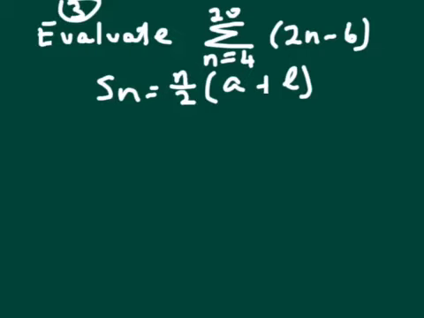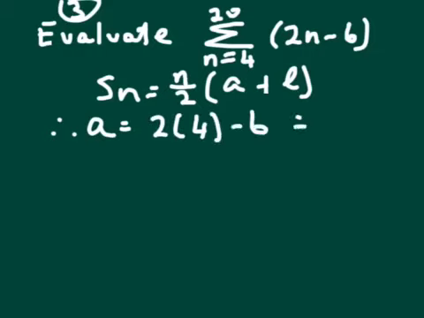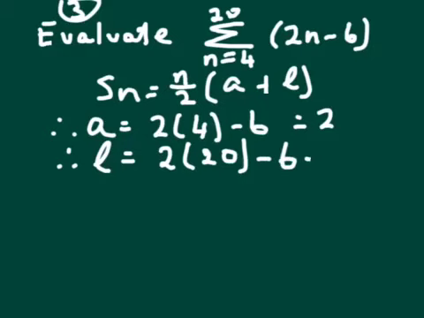Okay, so our value for A in this case is going to be found by substituting 4 into there, and we're going to treat it as the first term of some different series. So here we go. A is equal to, substituting 4 into our formula, 2 lots of 4 minus 6, so it's 8 minus 6, which equals 2. Okay, so L is equal to, well, we're still dealing with 20 terms, so we substitute 20 into our formula, and we get 2 times 20 minus 6, which is going to equal 34.